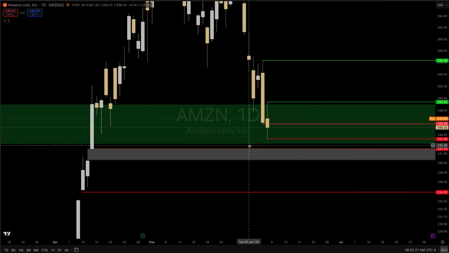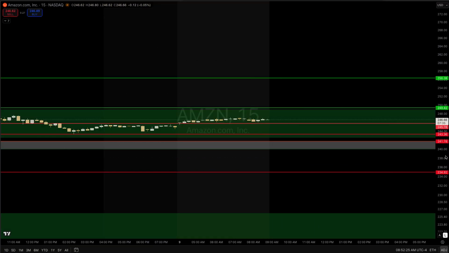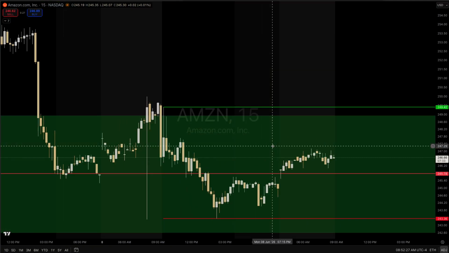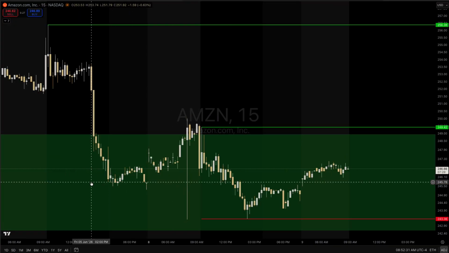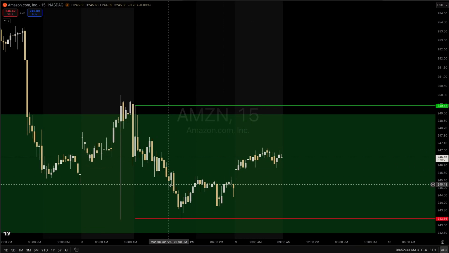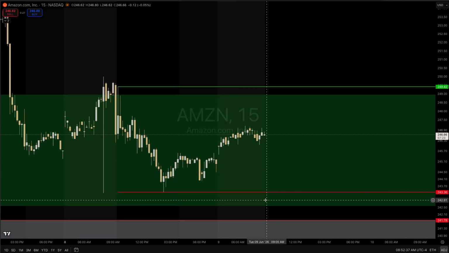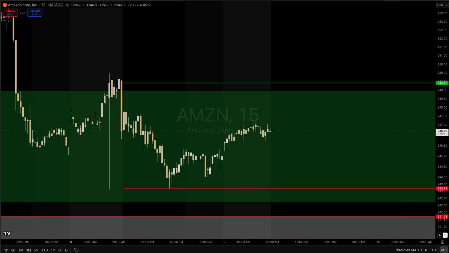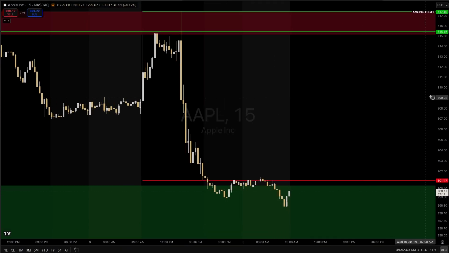But this is what you can see. Now you just have to wait and watch what the price does, and then you can take the trade accordingly. So I'm going to take this off, and then I just want to see either one side, either the previous day high break or the previous day low break on Amazon. Okay, let's go on the Apple here.